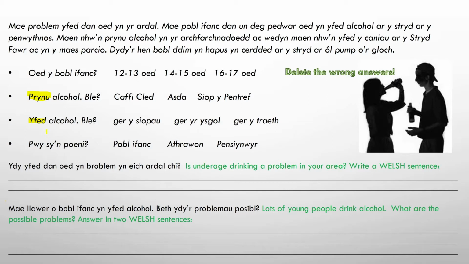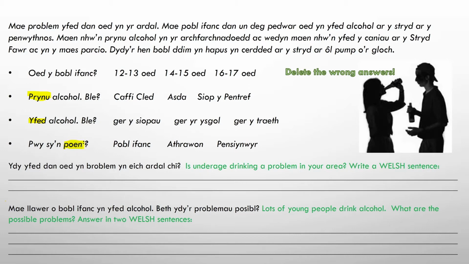Now, you won't find these keywords in the text, but there will be information that will help you work out exactly where these young people are drinking the alcohol. And the last one, pwy sy'n poeni. Poeni, it'll be a word that we will come across again. Poeni is who's worried. Is it the pobl ifanc themselves? Is it the athrawon? Or is it the pensionwyr?